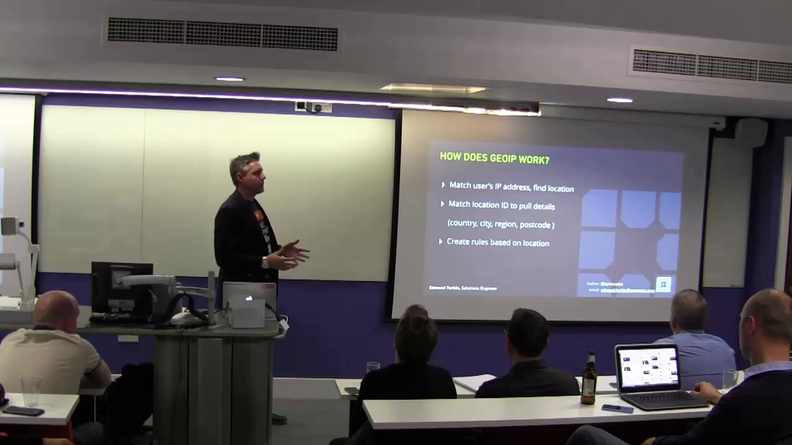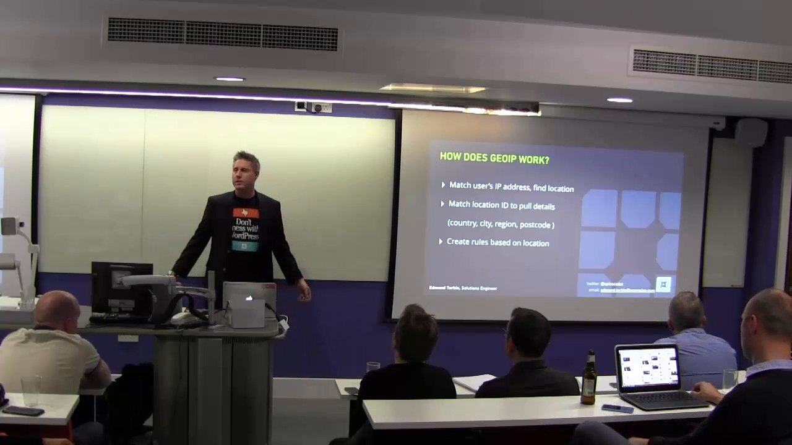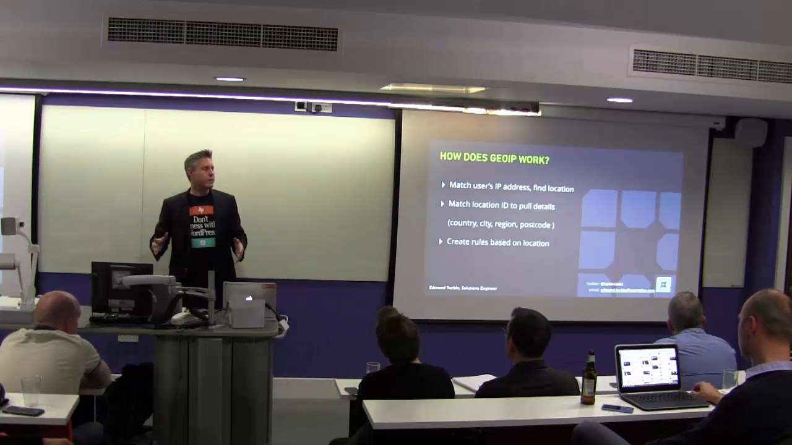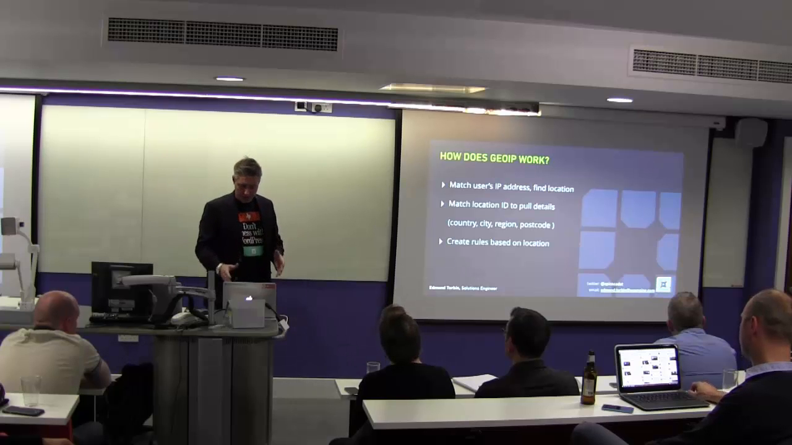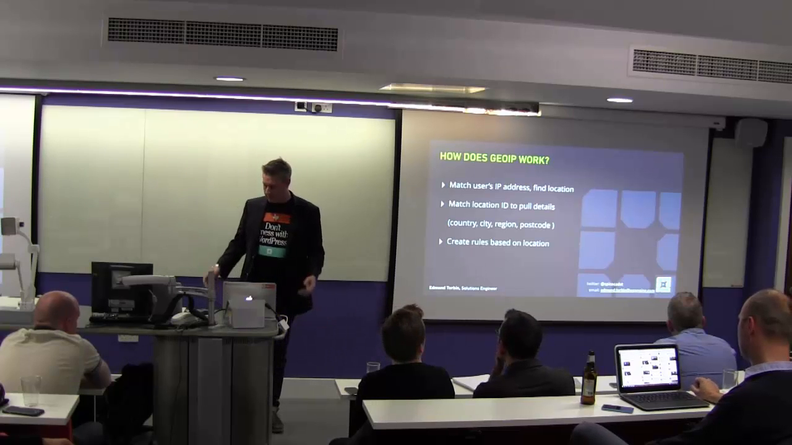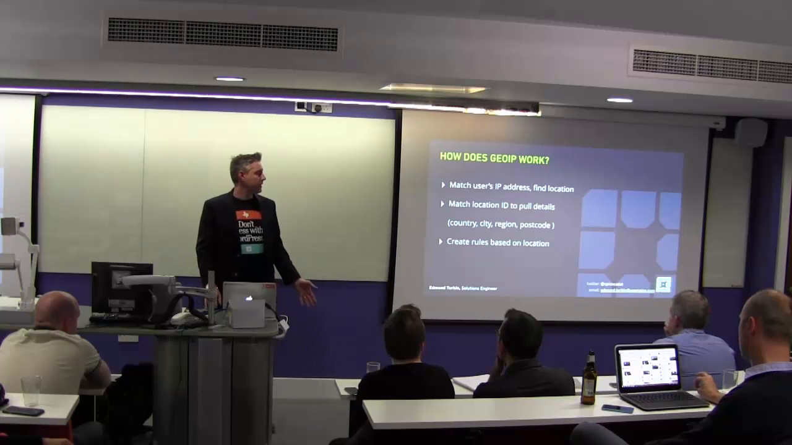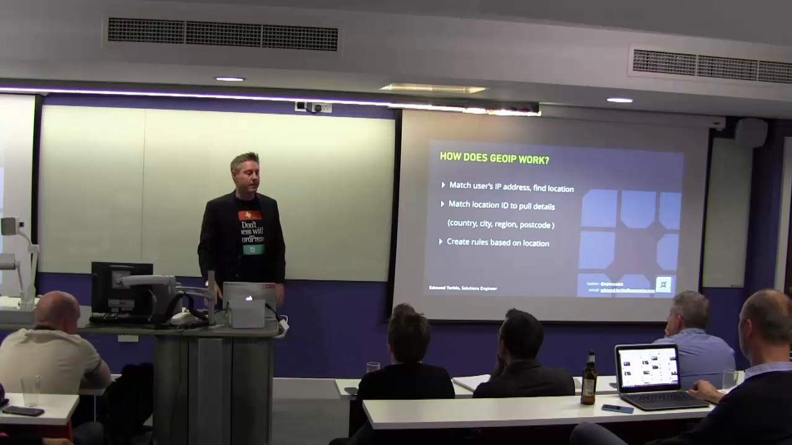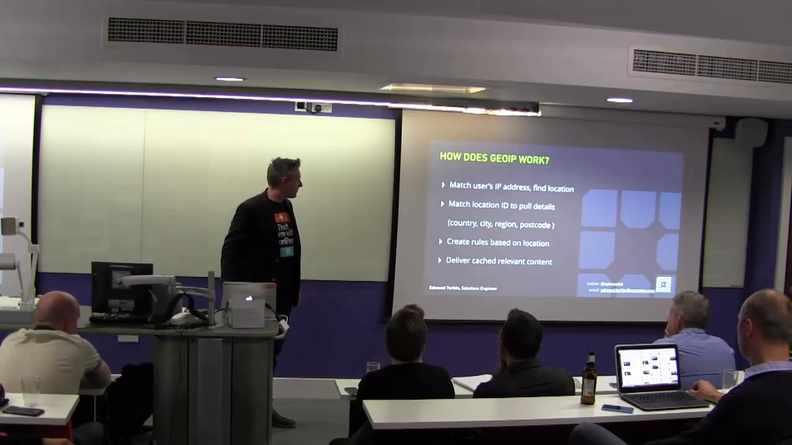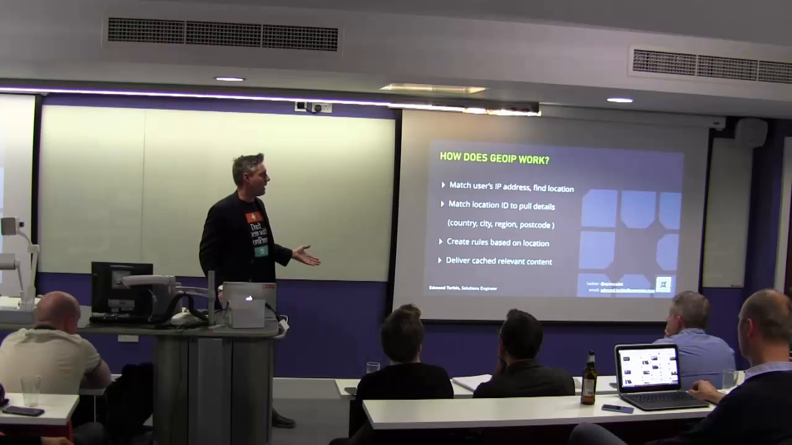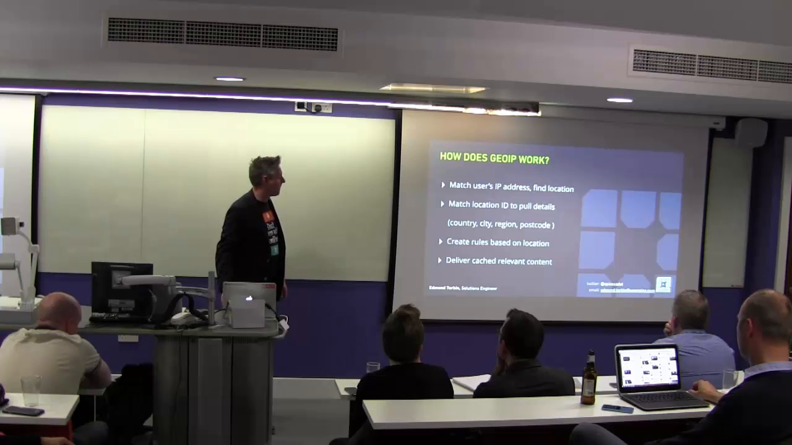So once we know where a user is, we can create rules and say, oh, if this user is in Great Britain, let's do something. Let's direct them to the right page. Let's give them relevant content related to an e-commerce site. So currency, maybe shipping and tax, things like that. And then we'll deliver that relevant content cached. So it's not going to be generated each time.